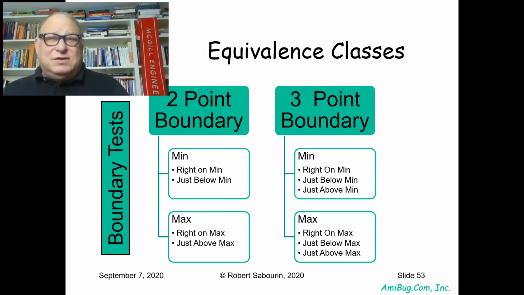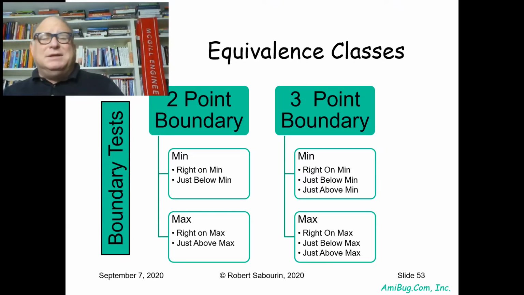And there are two strategies that some people use for this. One is called 2-point boundary testing, and one is called 3-point boundary testing. In 2-point boundary testing, what we want to do is identify the minimum value of the range and then test exactly the minimum and just below the minimum. And then we test the maximum value of the range, right on the maximum and just above the maximum.